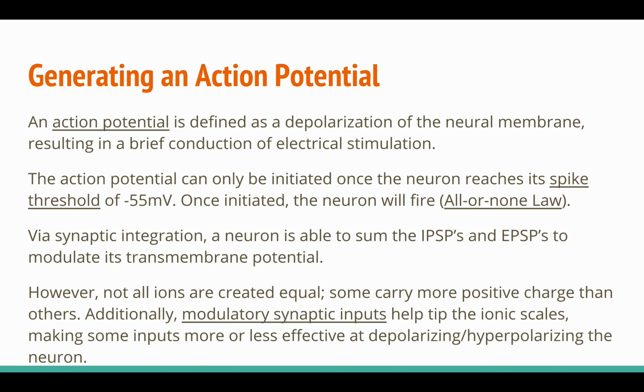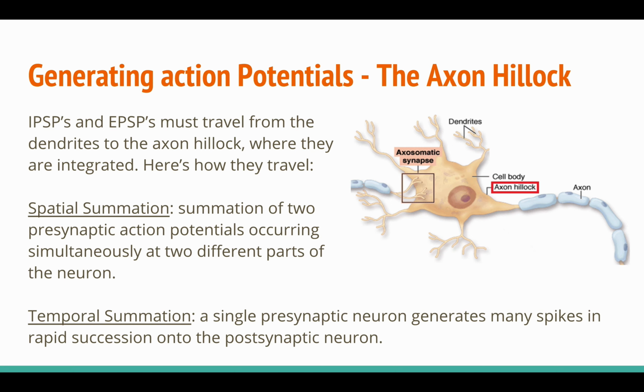However, not all ions are created equal. Some carry more positive charge than others. Additionally, modulatory synaptic inputs help tip the ionic scale, making some inputs more or less effective at depolarizing or hyperpolarizing the neuron. IPSPs and EPSPs must travel from the dendrites to the axon hillock where they are integrated.